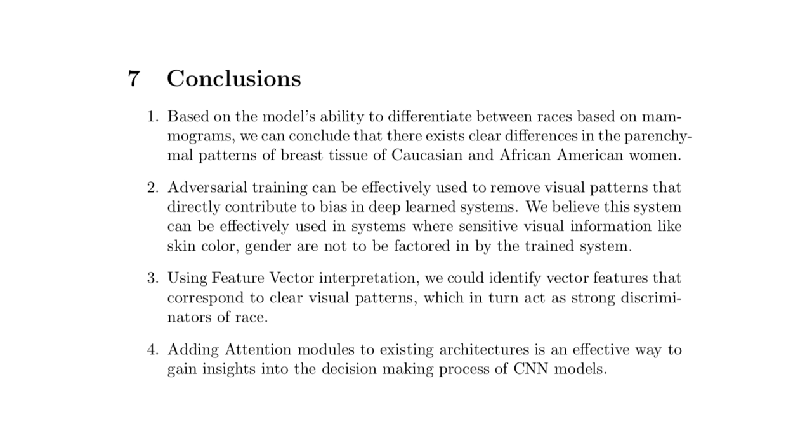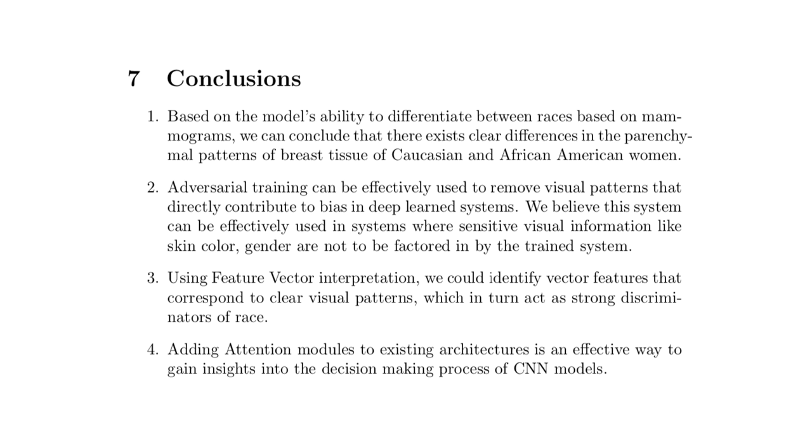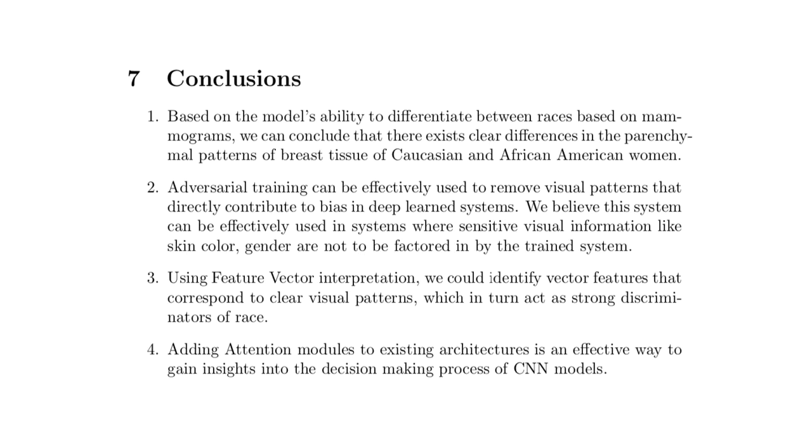Using feature interpretation, we can identify vector features that correspond to clear, distinct visual patterns, which in turn can act as strong discriminators of race. Finally, we observe that adding attention modules to existing architectures is an effective way to gain insights into the decision making process of CNN models.